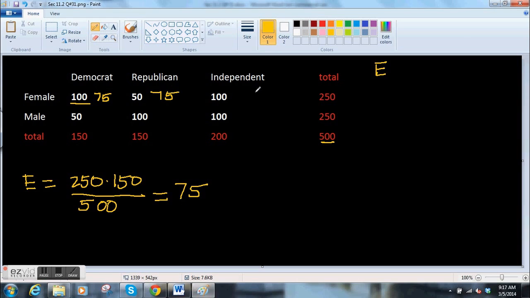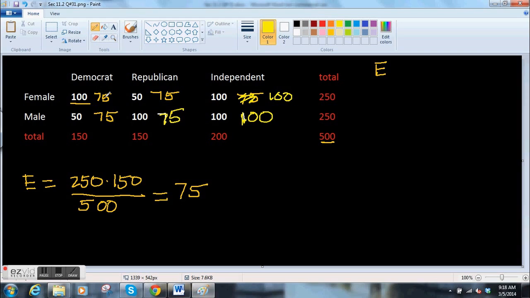You'll notice these numbers work out such that the expected count is always 75. It's because the row totals and column totals are 250, 250, 500, 150, 150. So 75. Wait, I'm wrong. This one should be 100. Yellow, I say. There we go. So these are our expected counts.